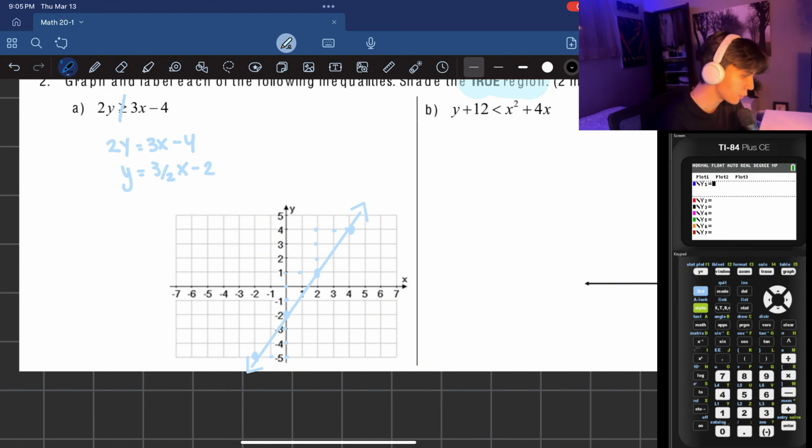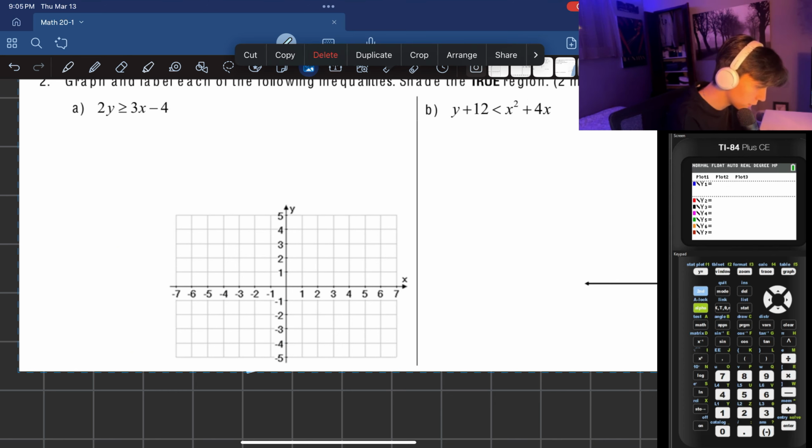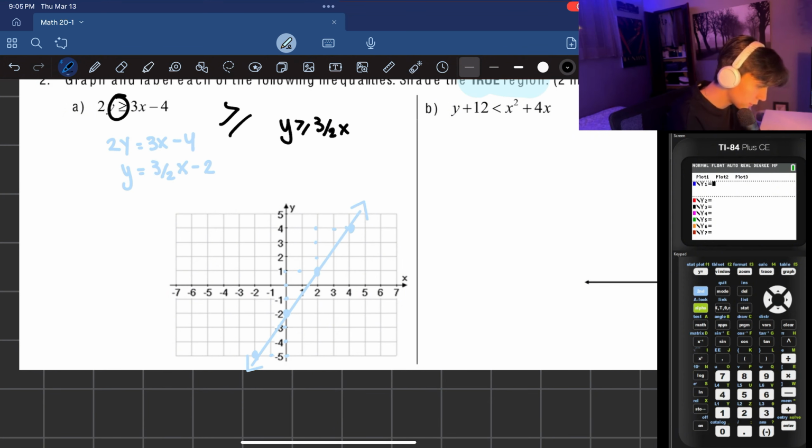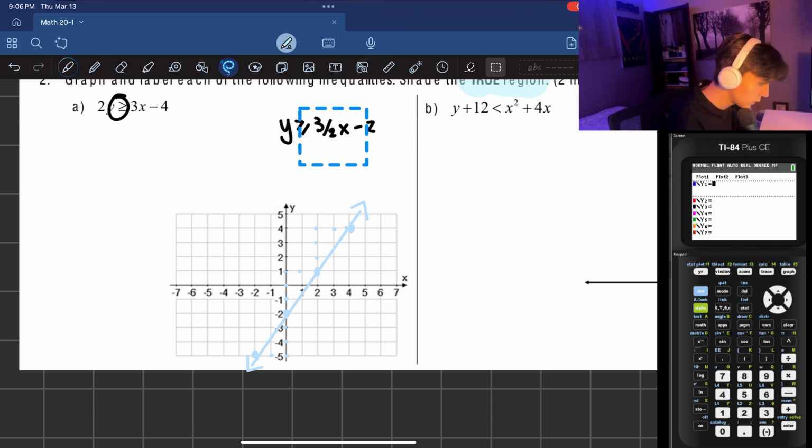So now the way you actually shade the inequality is you're just going to look at the sign. So we have a greater than or equal to sign facing towards y. So y has to be greater than or equal to whatever this equation gives. The way we solve this is we use a test point on the graph to determine whether it's either false or true. If it's true, we're going to shade. If it's false, then we aren't going to shade. So I'm going to show you what this looks like here.